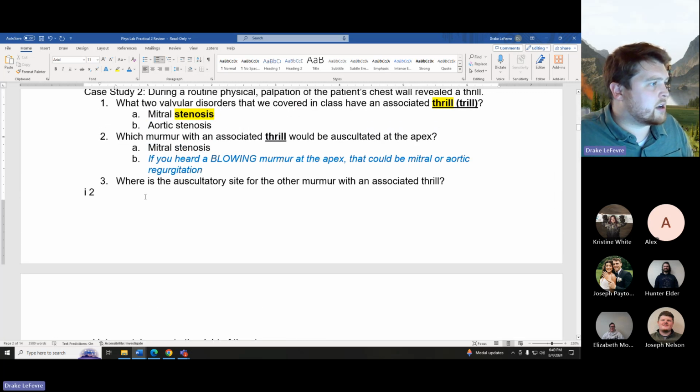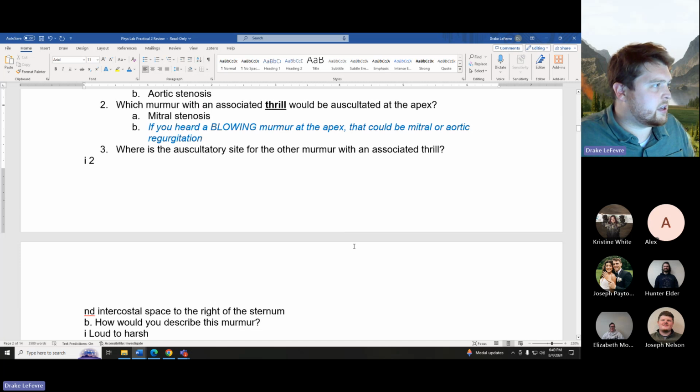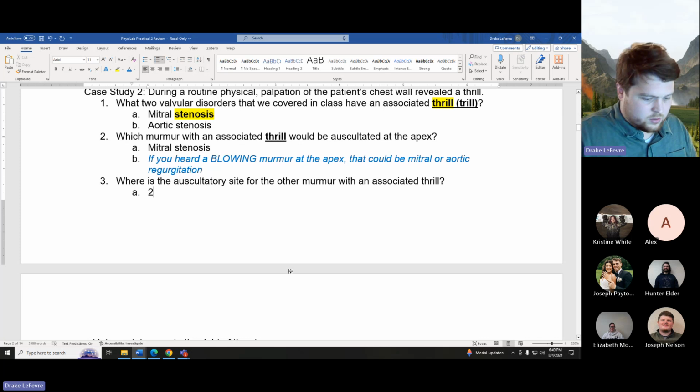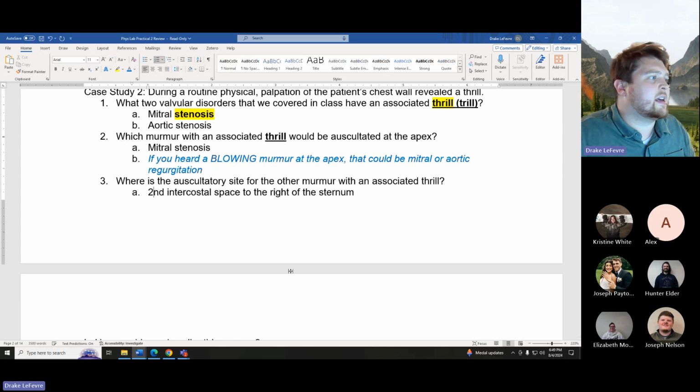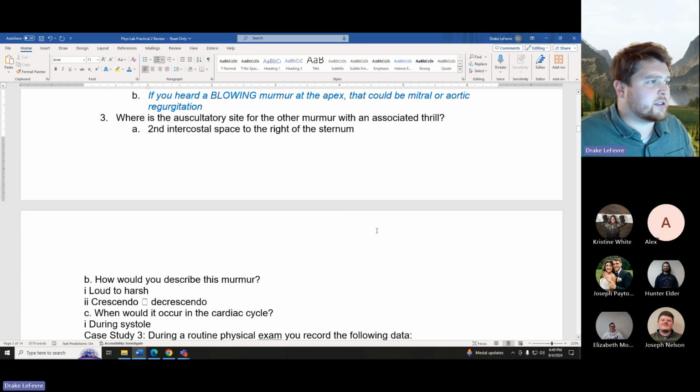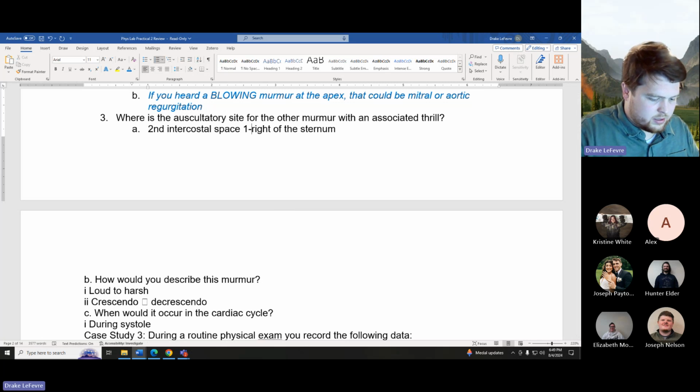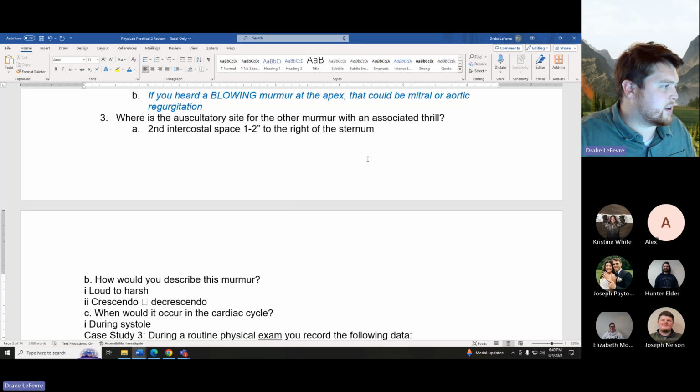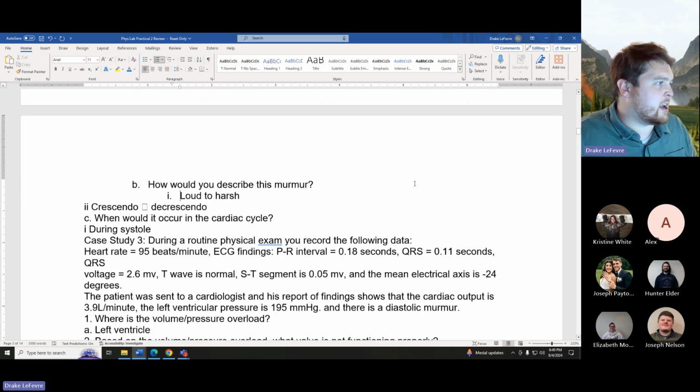Where is the auscultatory site for the other murmur with an associated thrill? So if we think mitral stenosis is the one, the other is the aortic stenosis. Again, second intercostal space to the right of the sternum. If you want to get super specific, it's technically 1 to 2 inches to the right of the sternum. I don't think they ever get that specific, but it's been a while since I've taken physiology, and not with this specific teacher.